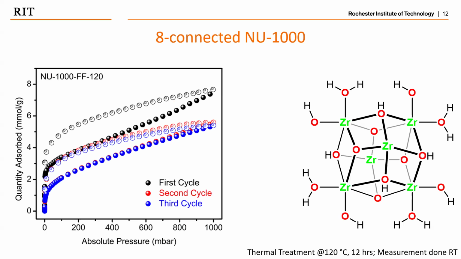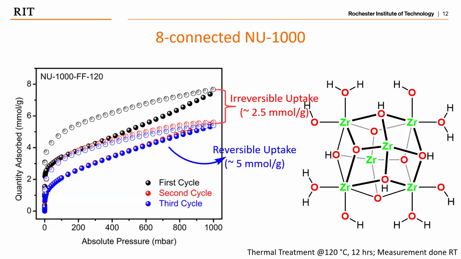We lost some parts in the second cycle. So it's very different from what we expected. You know, life is not always that easy. Here we call this irreversible uptake, and this reversible uptake. We're curious about what happens during this.